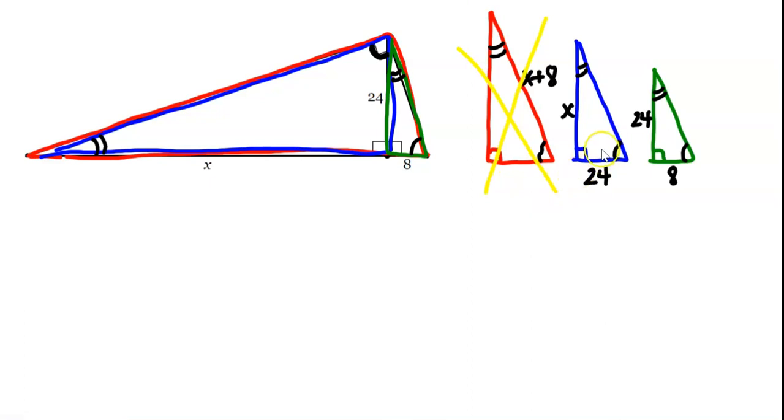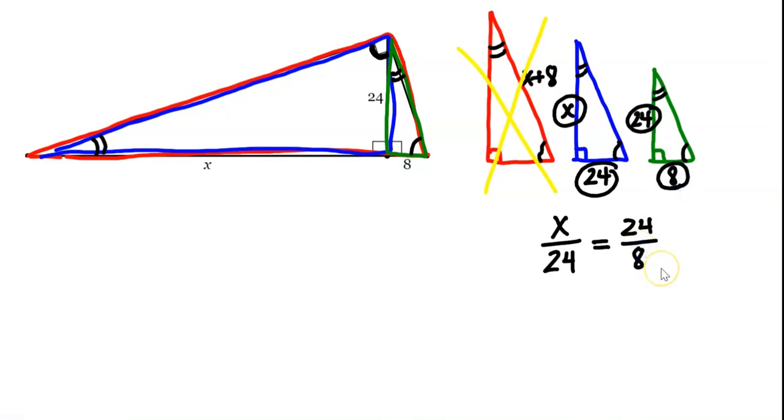I'm going to go over here, and I'm going to divide the long leg of the blue by the long leg of the green, and then the short leg of the blue by the short leg of the green. Okay, so to set up that proportion, it would look like this. The long leg of the blue triangle divided by the long leg of the small triangle would equal the short leg of the medium triangle divided by the short leg of the green triangle.